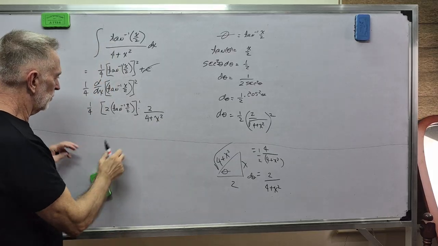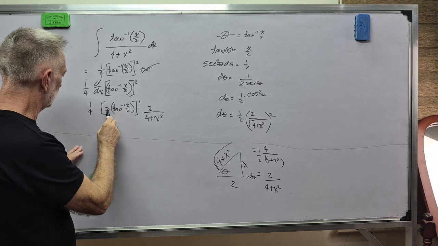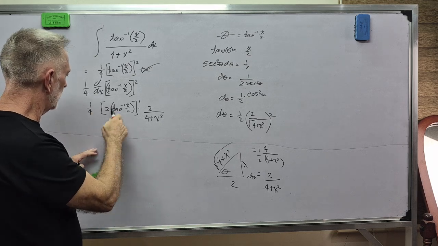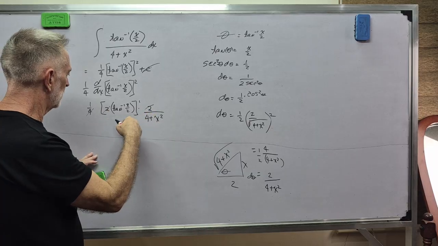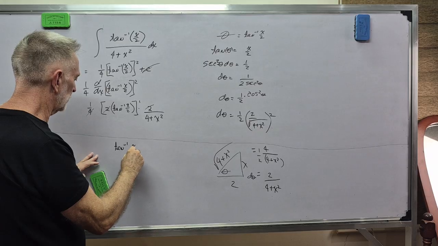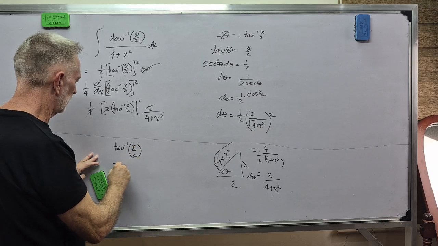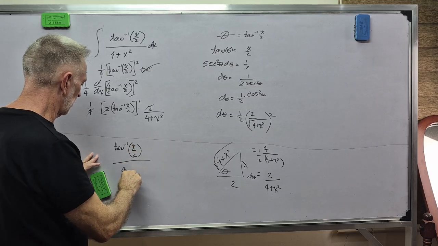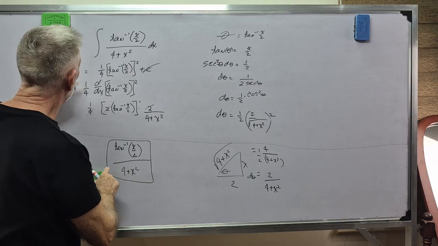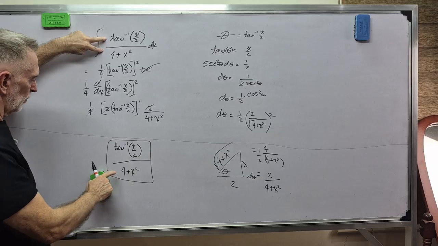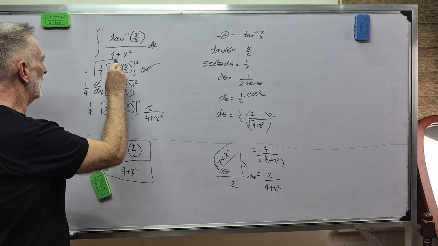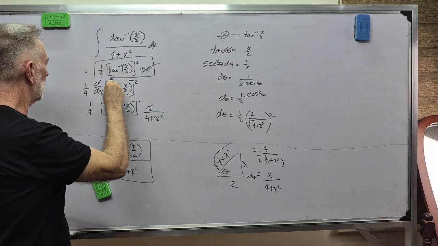All right, how are we going to reduce this? We have 1/4 times 2 times 2 over 4 plus x squared. So that gives me 4 over 4, which is 1. Those cancel, and I'm left with tangent inverse x over 2 divided by 4 plus x squared. That was exactly what we started with, so it's telling me that this answer is correct.